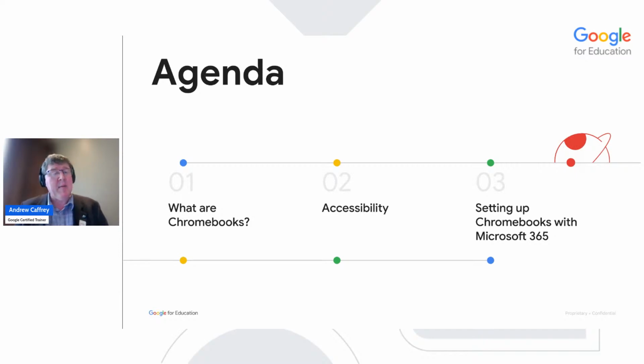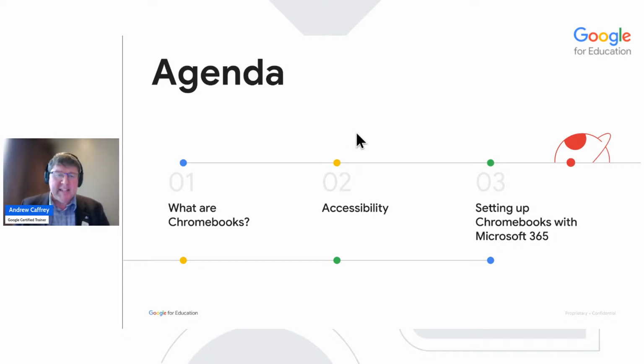Then in the second part of the webinar, I'm going to hand over to Kat, and she's going to take us through the accessibility features on Chromebooks, and so why they are one of the most accessible devices on the market. And then finally, we're going to get technical in the third part of the webinar, and we're going to talk about how you set up Chromebooks for use with Microsoft 365. So what do you have to do technically to be able to set those devices up?